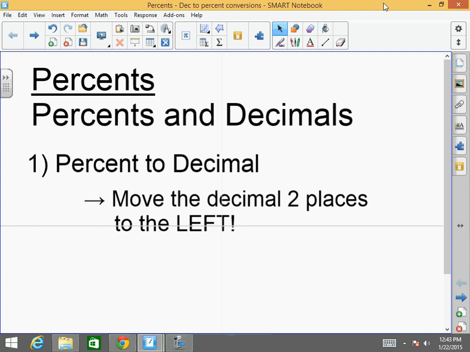Today we're going to be continuing talking about percents. And today, very basic but very important things. We're going to talk about how to convert percents to decimals and decimals to percents.